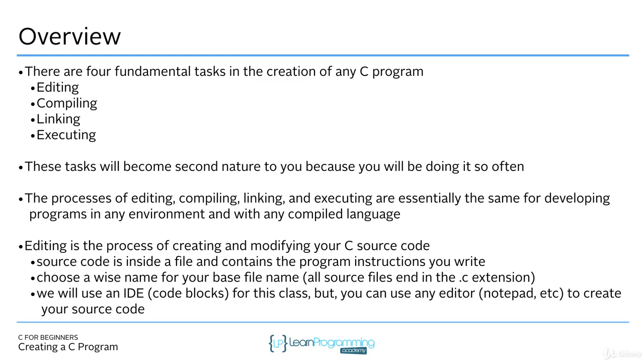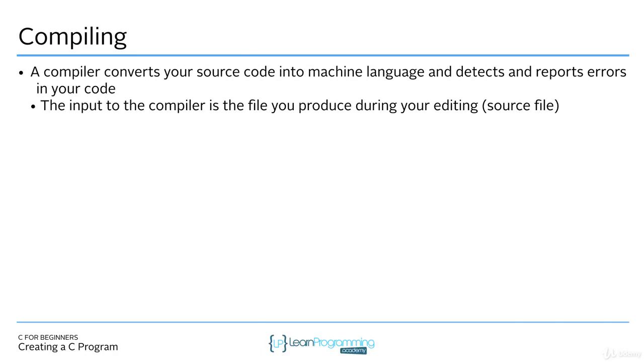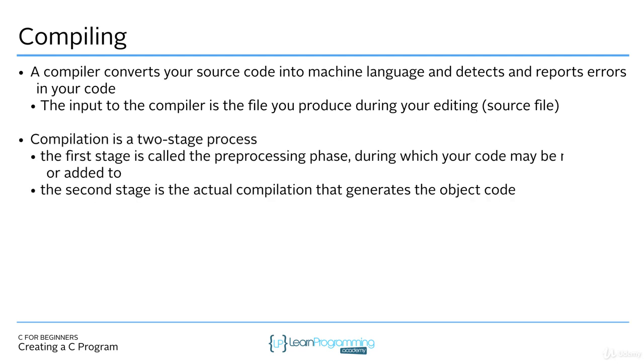So editing is the basic process of writing the code. Compiling, we know what a compiler does. It takes high-level language code and converts it to machine language, and it also detects and finds errors in your code. After you edit your code, you're going to run the compiler. The input to the compiler is all of your source code, all of your .c files, everything that you're editing. Again, a C program can have many source files, but the input to the compiler is these source files.